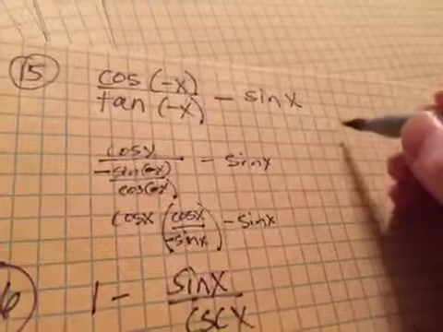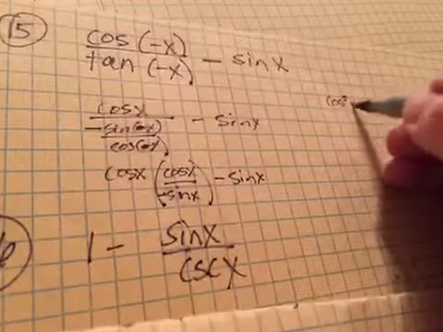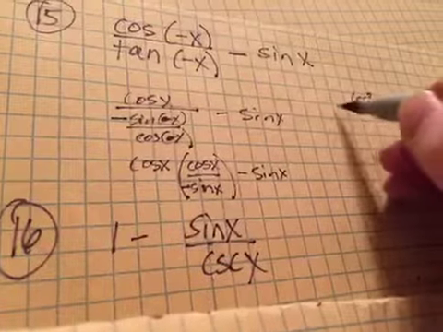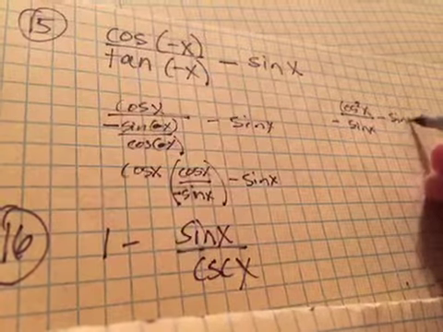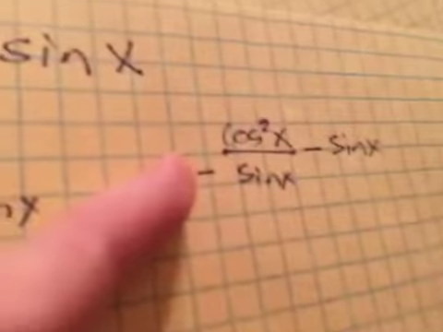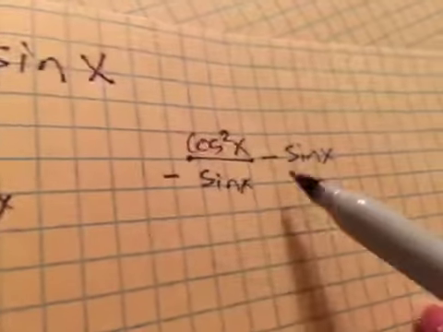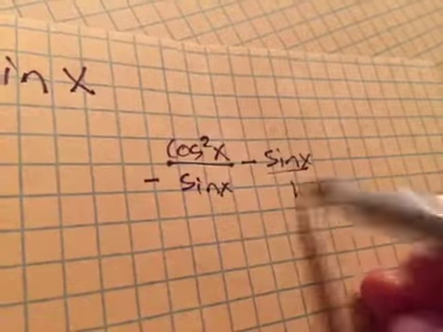Okay, so what I've got is, and I'm going to move it back up here, the cosine times the cosine is the cosine squared of x over the negative sine of x minus the sine of x. Now, to be able to add these like fractions, if you had 1/2 minus 5, you'd have to get common denominators. Same thing here. That's over 1.